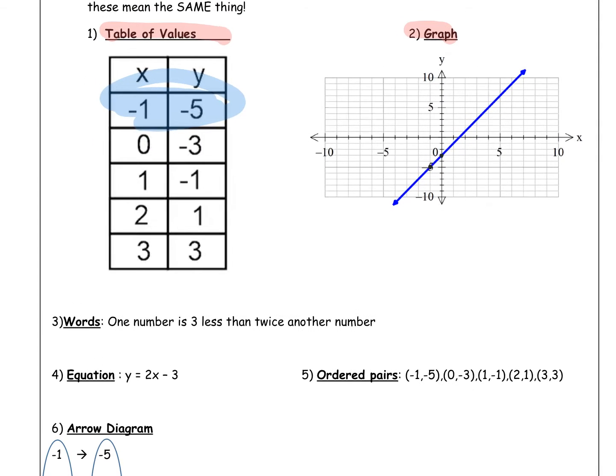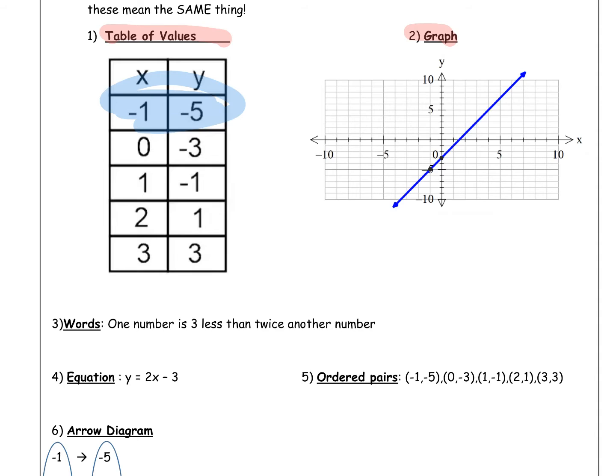We could also talk about words. So if we look at this set of values, we could say that one number is 3 less than twice the other number. So basically what that means is if I double my x value, we'll look at the words and the equation here at the same time because those two are closely related to one another. If I double the value of my x and subtract 3, I'll get the y value.